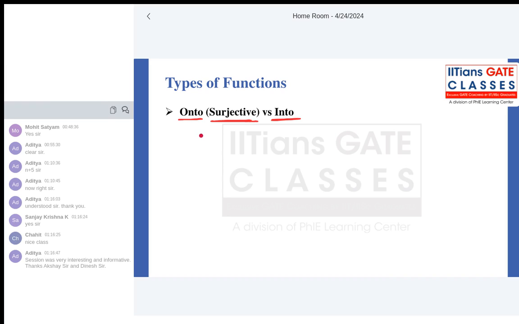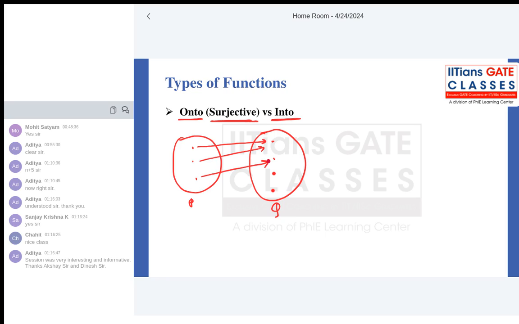So in terms of set theory, we'll go back to our same notation that we are using for the sake of consistency. In some functions, what happens? Let's say this is a many to one function, and two values of x map to one value of y in q. But there are certain elements in set q which don't have any image or pre-image in your domain.